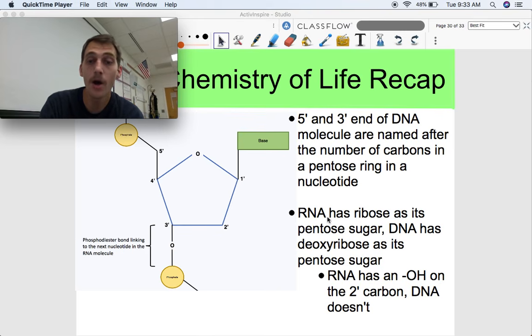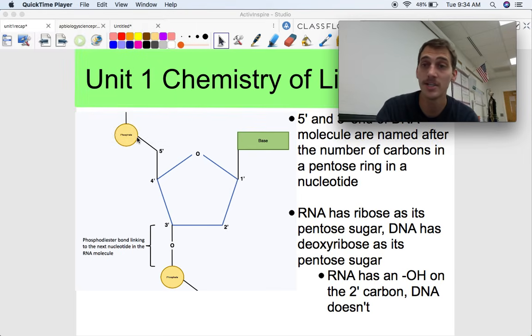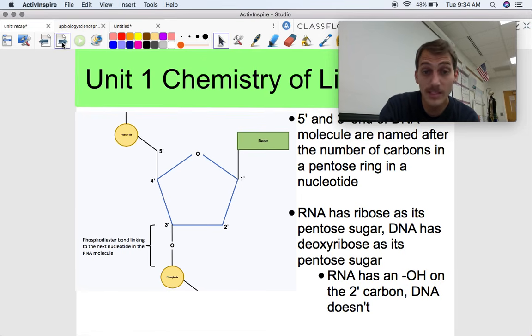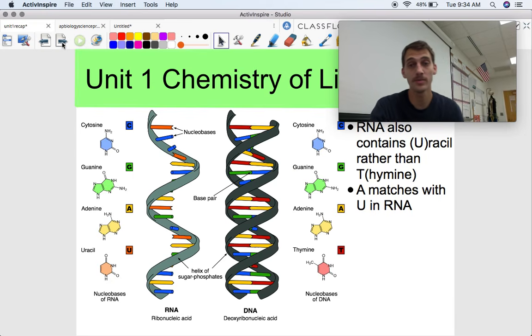But anyway, RNA. The difference between RNA and DNA. The first one is that RNA has ribose as its pentose sugar, pentose meaning 5 carbons, while DNA has deoxyribose as its pentose sugar. RNA has an OH, or a hydroxyl group, on the 2' carbon. DNA doesn't, hence deoxy. So I can tell just by looking at this that this is a DNA nucleotide, because I'm looking at this 2' carbon over here, and it does not have an extra oxygen, an extra hydroxyl group right onto it. But this one would be RNA. So that is one key structural difference between the two.